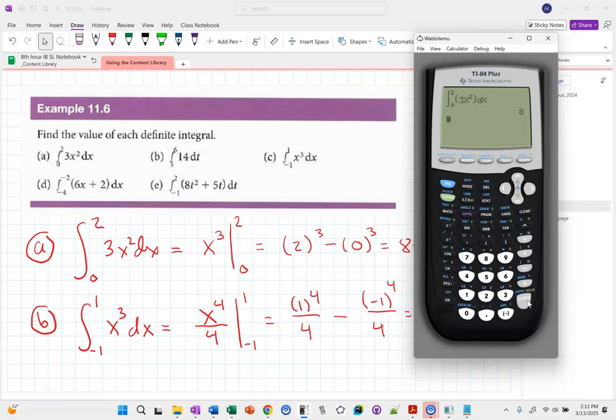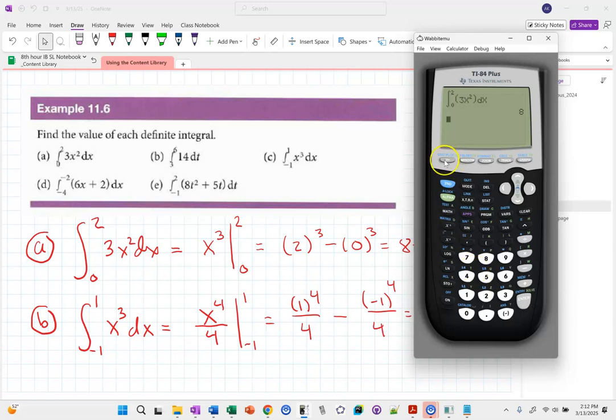Everybody feel okay using that? So the calculator can do all these indefinite integrals. Guess what it can't do though? It can't give you the equation for the definite integral, but guess what it can give you? It can give you the graph.